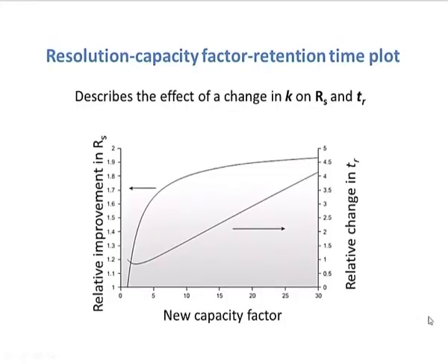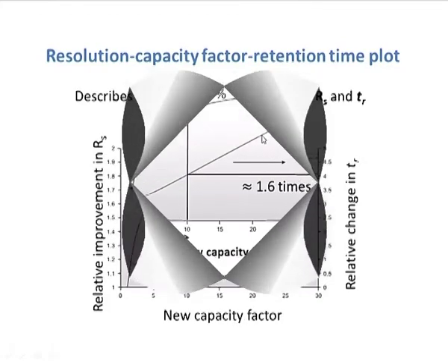Okay? So, now let us see the impact of capacity factor on resolution and retention time. Here is a graph which tells you about the variation of relative improvement in resolution and relative change in Tr, which is your retention time, as a function of capacity factor. This curve tells you about variation in resolution as a function of capacity factor, whereas this curve tells you about variation in retention time as a function of capacity factor. Now, there are certain important things which we can infer from this graph.